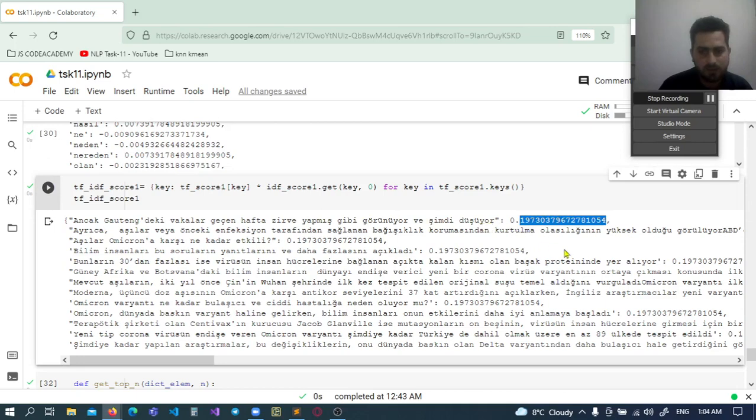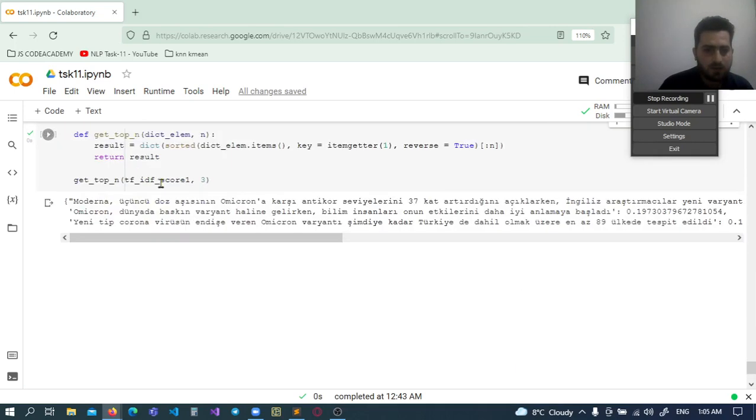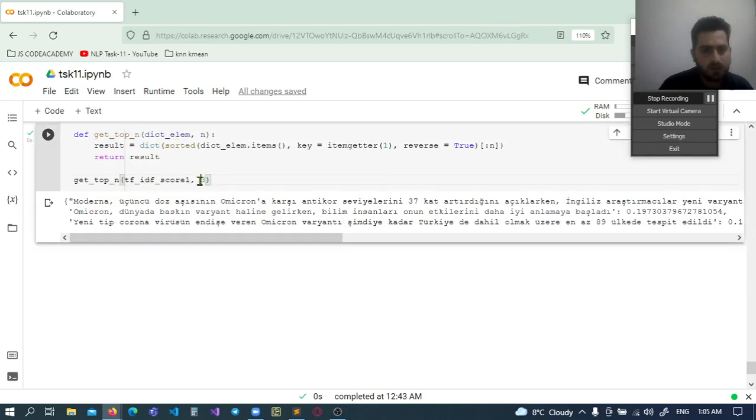as a data type. Then in our last function, we are finding the most important sentences in our document, and we are printing the most important three sentences, which will be our summary.